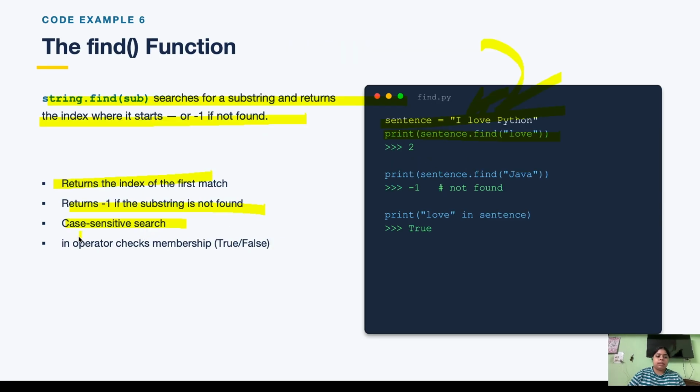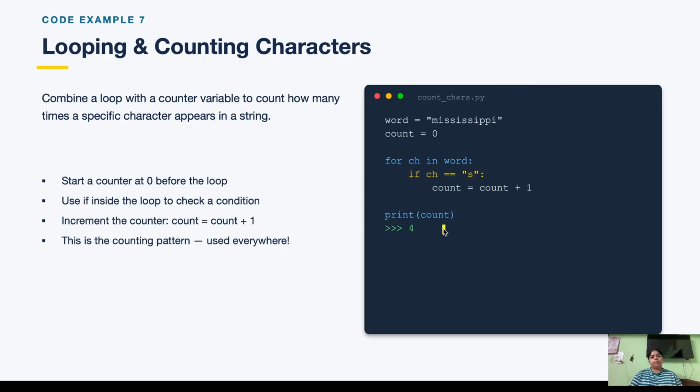And the in operator checks membership, true or false. When you put 'love' in sentence, it checks if love is there or not, so it is true. If it wasn't there, false. Looping and counting characters, let's talk about that. Combine a loop with a counter variable to count how many times a specific character appears in a string. You're getting my point. Let's study it with the help of an example.